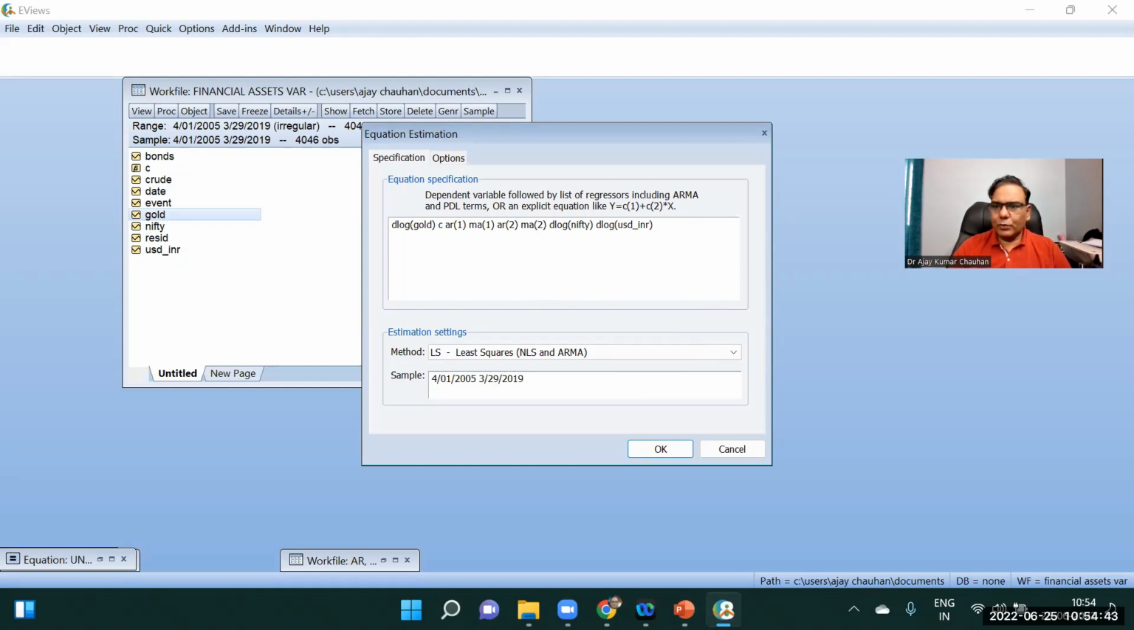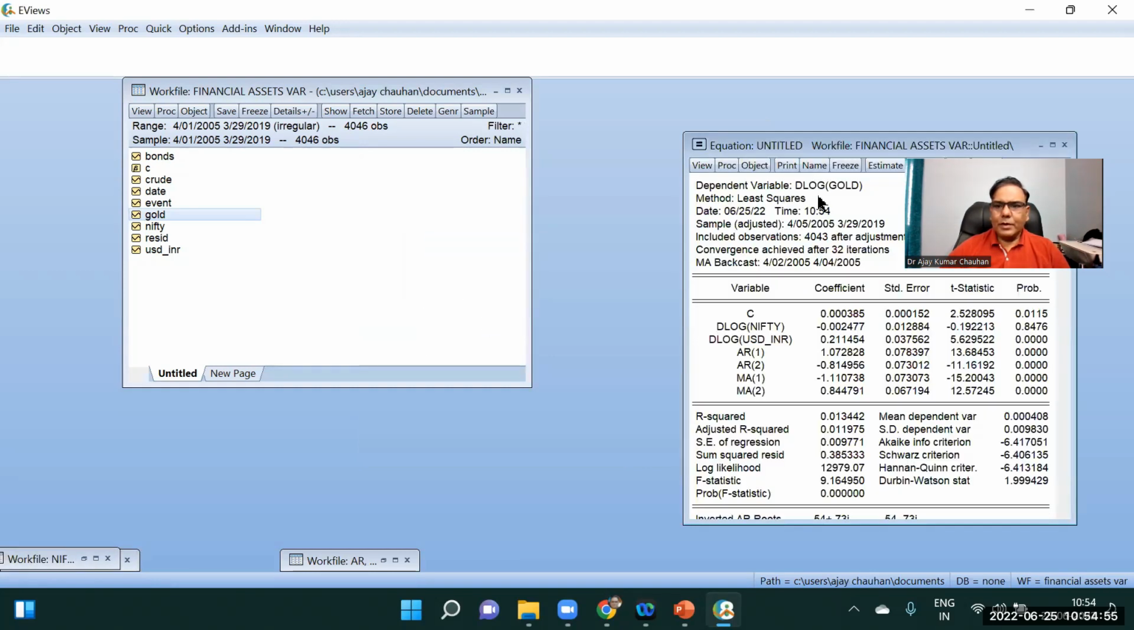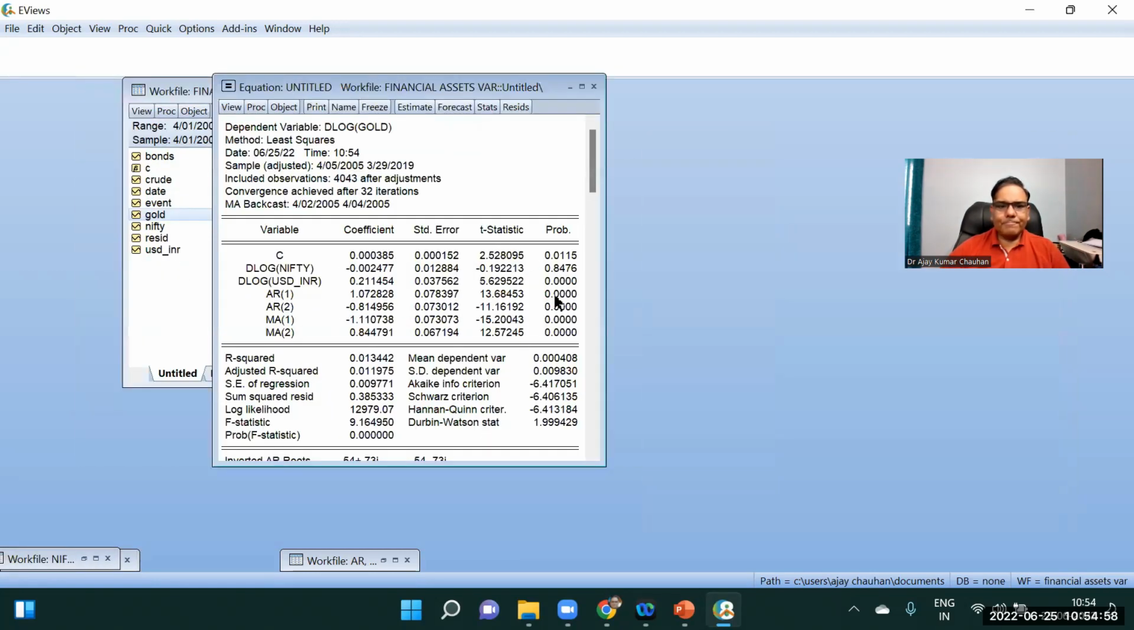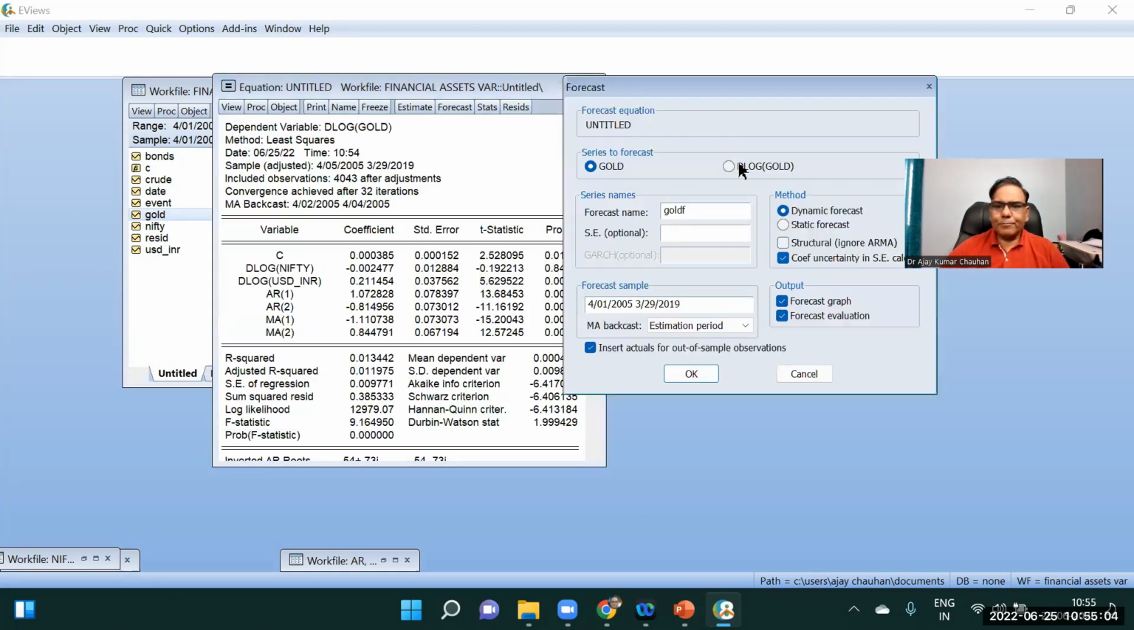So we have the data up to 29th March. This is the forecasting equation. All the AR and MA terms are significant. So when you do forecasting, the only thing is that you have to increase by only one day, 30. Because I am doing only next day forecasting, a static forecast of gold. So the ARIMAX model is only used for one day next forecasting.